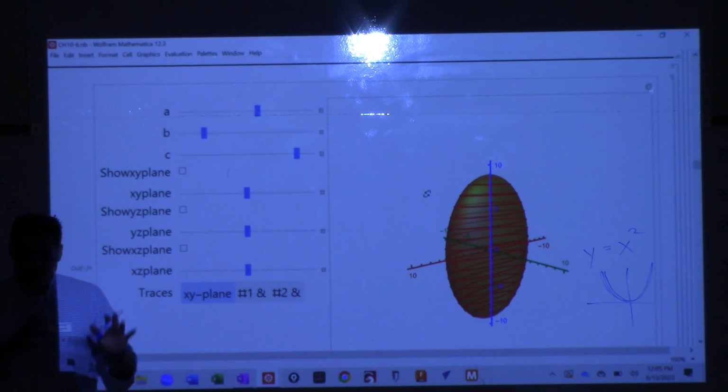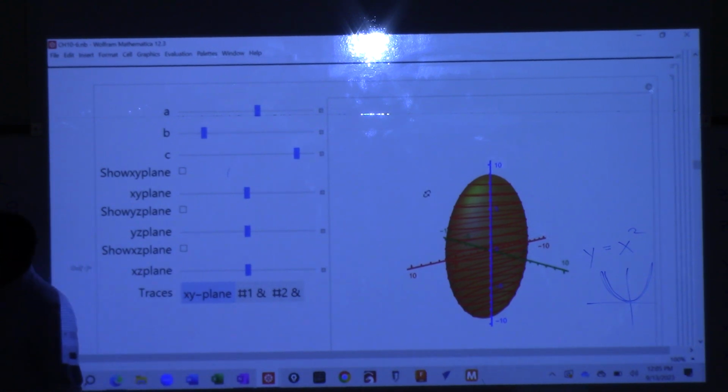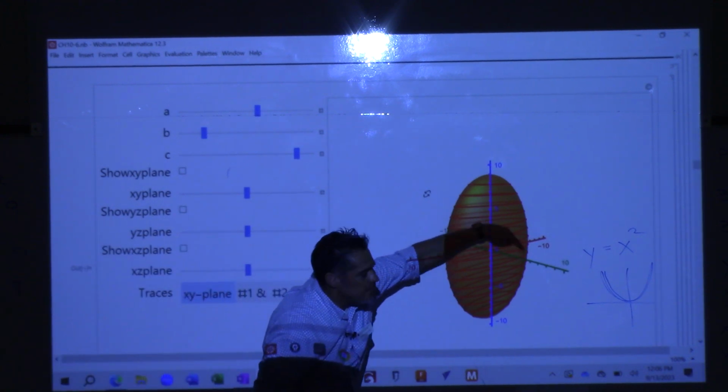Before computers, to graph these, what they would do is say, okay, let me let z be 0. Let's let z be 0. If I let z be 0, what equation is this? An ellipse, right? So I go to z equals 0, and I would draw the ellipse in the xy plane. And that's what one of these red ones is.